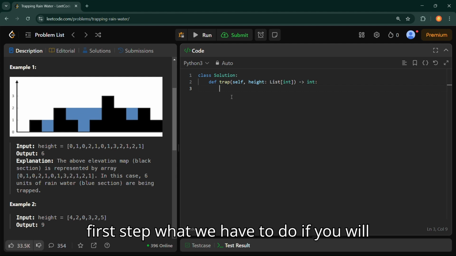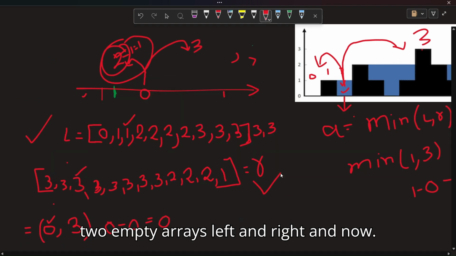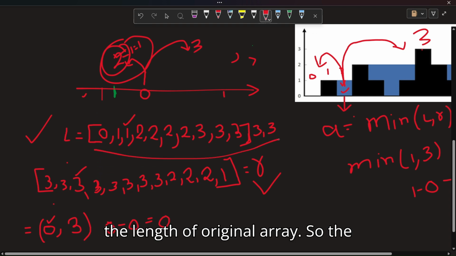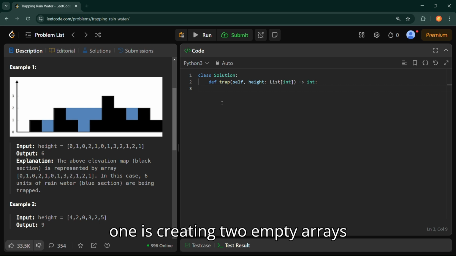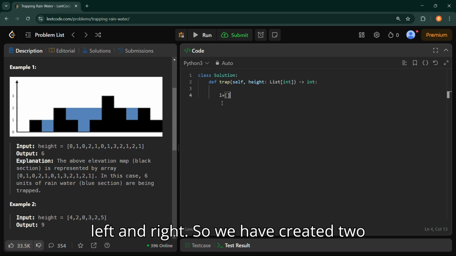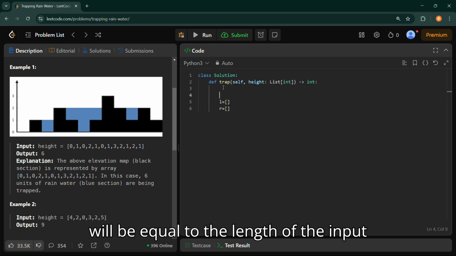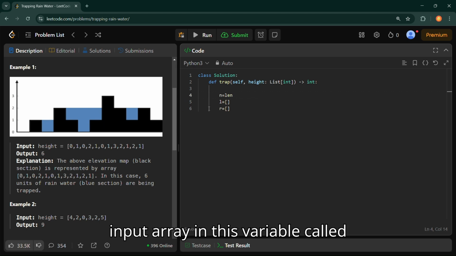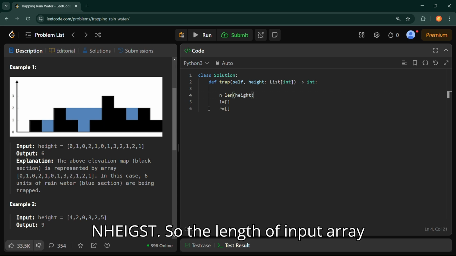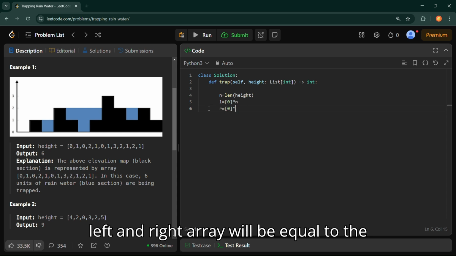As our first step, if you see here, we have to initialize two empty arrays, left and right, and the length of those arrays will be equal to the length of the original array. So step 1 is creating two empty arrays, left and right. We will store the length of the input array in a variable called nHeight. So the length of the left and right arrays will be equal to the length of the input array.